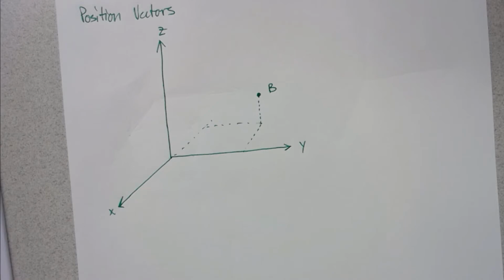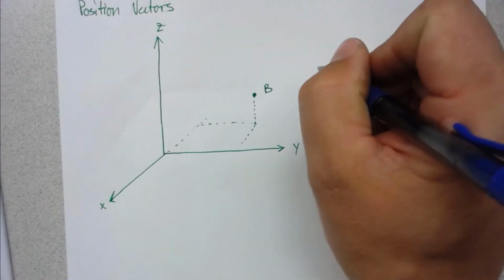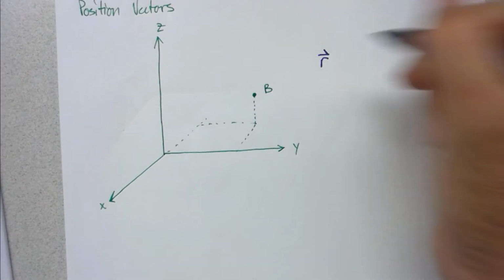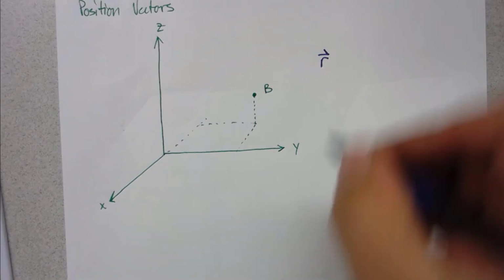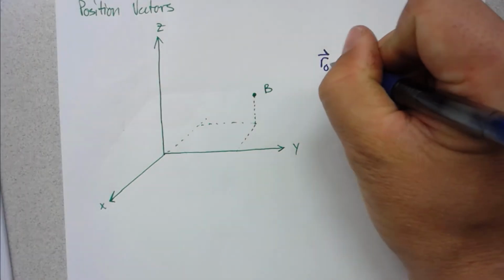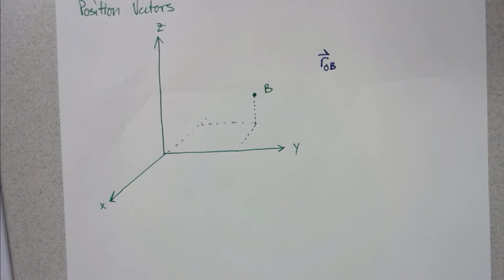So in Hibbeler, he always uses the letter r, little r, for position vector. Okay, so this is a position vector, and we could say r_OB. And what that means is the position vector from O to B, or the position of B with respect to O.